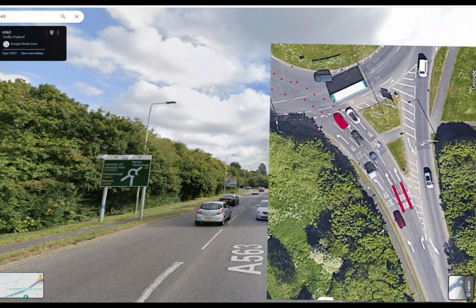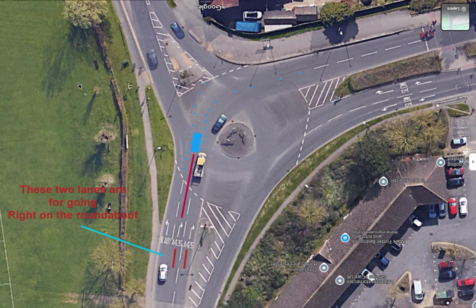I marked the right 2 lanes with red lines, and you can see a red car in the middle lane approaching the roundabout. That's the lane we use. And then if you look at this picture, you can see the roundabout more clearly, and again we see there are 3 lanes before the roundabout.